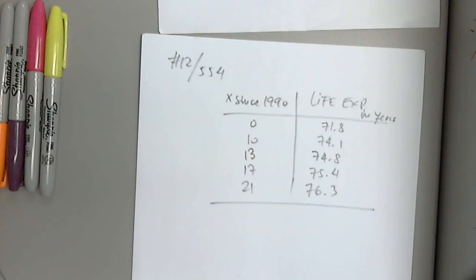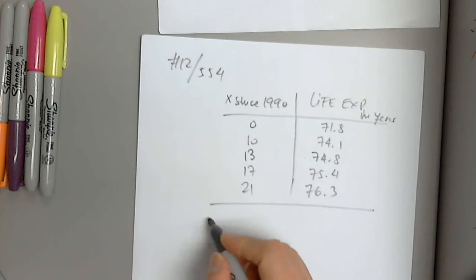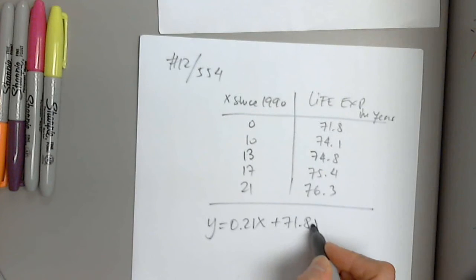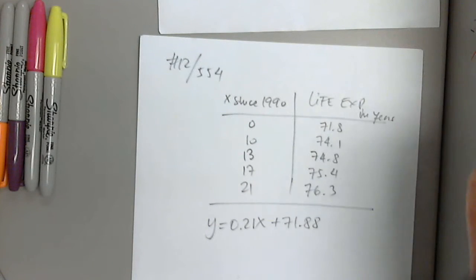And here's the line: 0.21x plus 71.88. I'm going to copy it. Y equals 0.21x plus 71.88. And what I would like to do now is go back to Y equals and put the function in. Let's see if it will allow me to put both. I really hope it allows me to put the function in. Maybe, maybe not. 0.21x plus 71.88. And hit graph. Okay. It does work. Good.